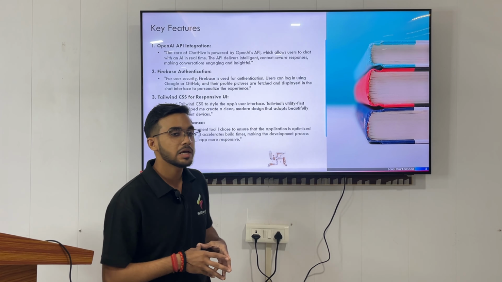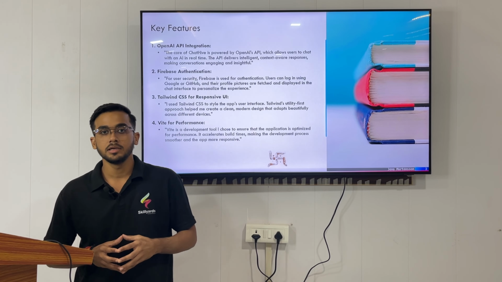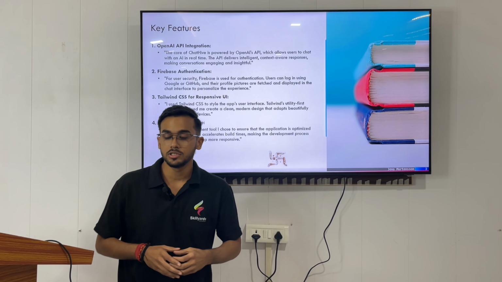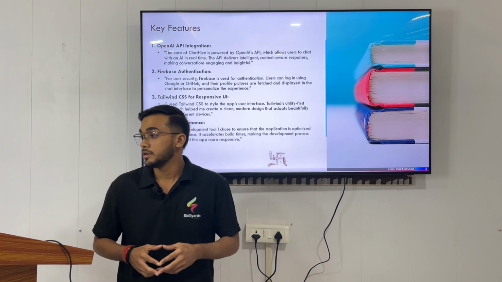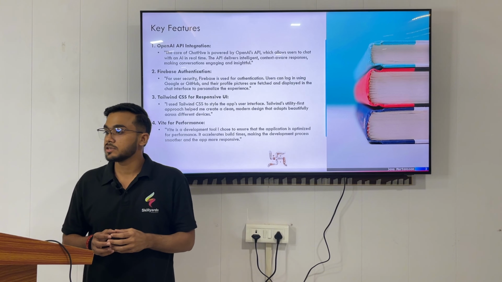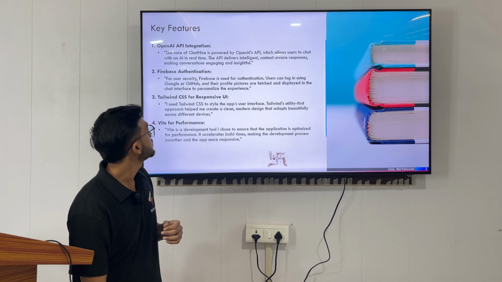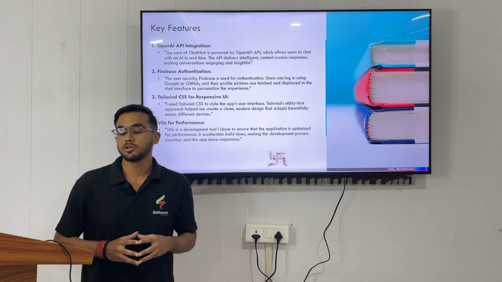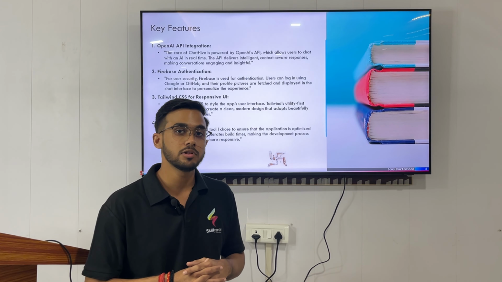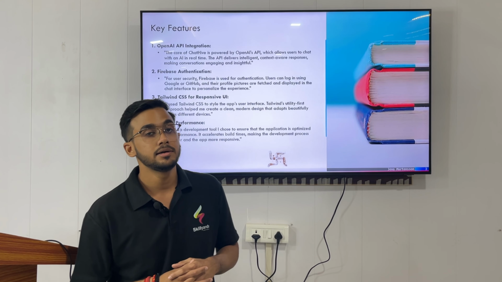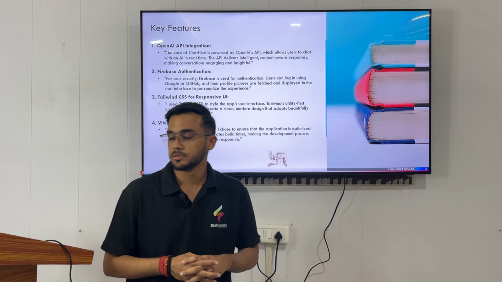First one is OpenAI API integration. The core of ChatHive is powered by OpenAI API integration, which allows users to chat with AI in real time. And it is also used for context aware responses. And second one is Firebase authentication. For security purposes, Firebase authentication is used. Here I used sign in with Google and sign in with GitHub, and the user profile image is also fetched and displayed on the home page.